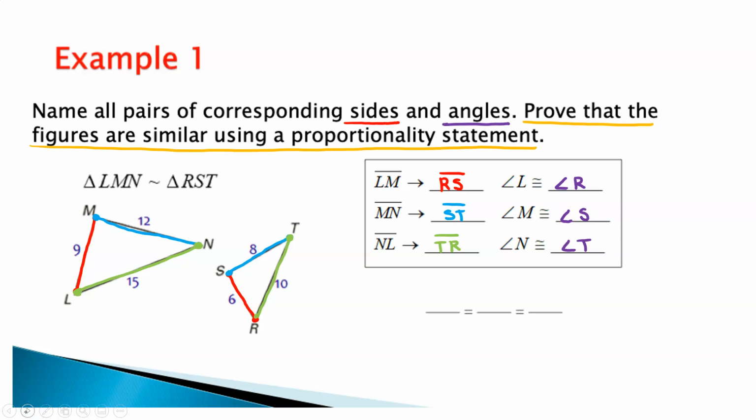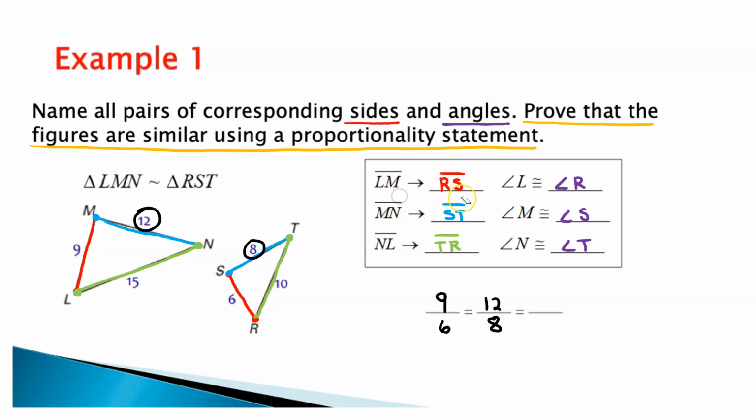So let's go through and match up those corresponding sides. Let's create that statement here. Take a look. LM. If I look at my triangle here, from L to M, that was 9. I'm going to compare that to RS, so that's 9 over 6. Let's keep going through and matching it up. Now from M to N, that was 12. We're going to match it to from S to T, which is 8. It's just a matching game.